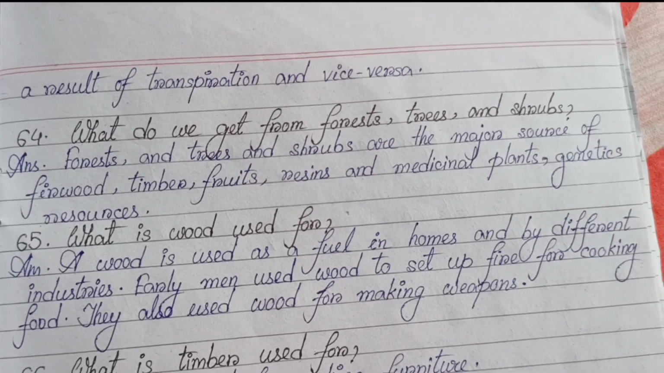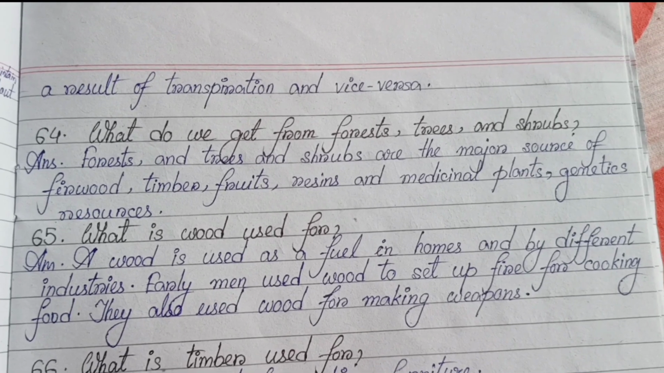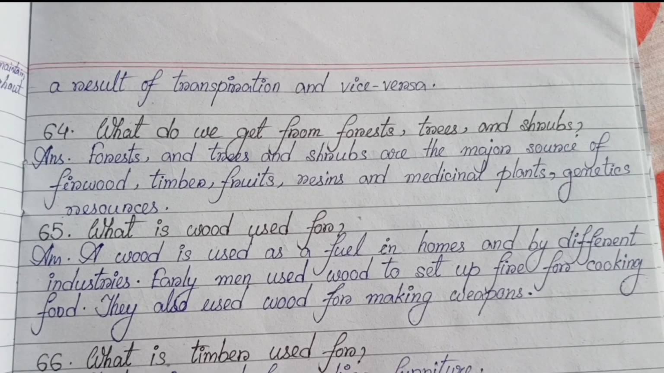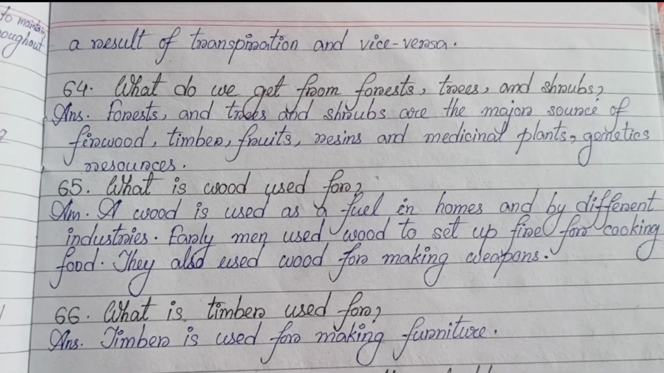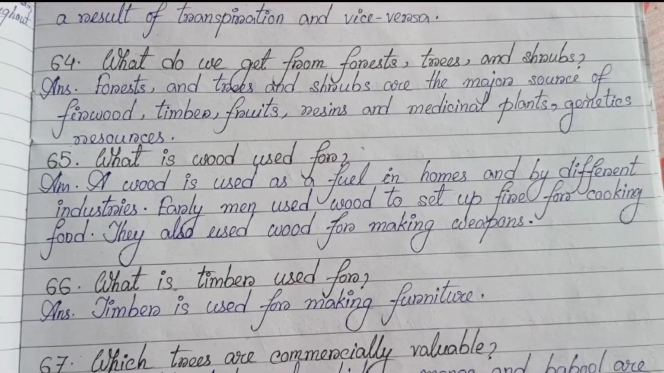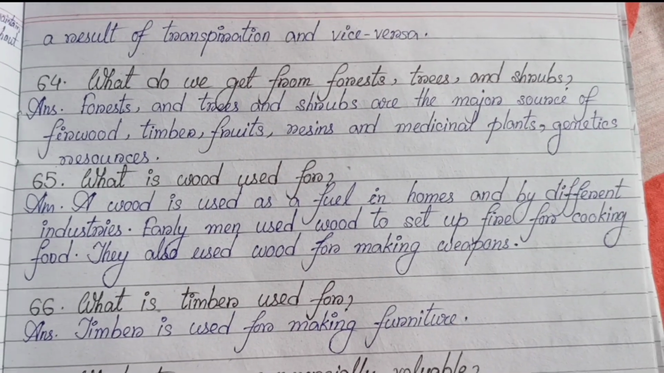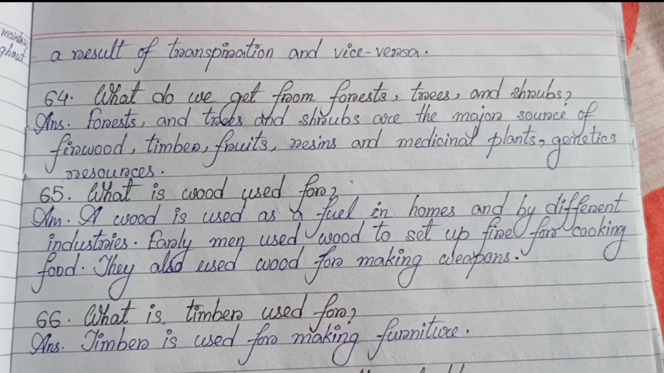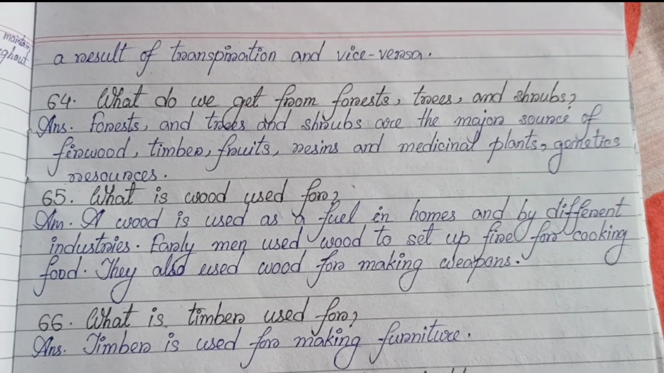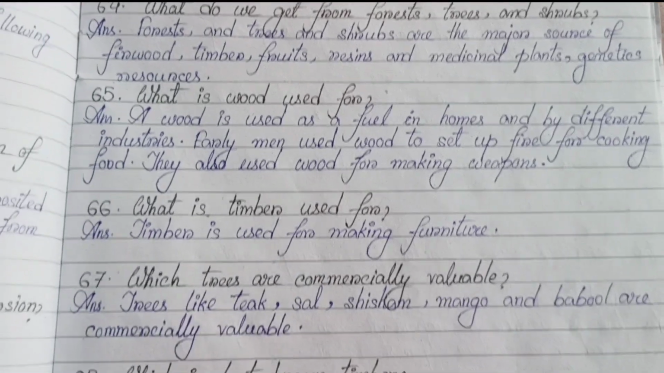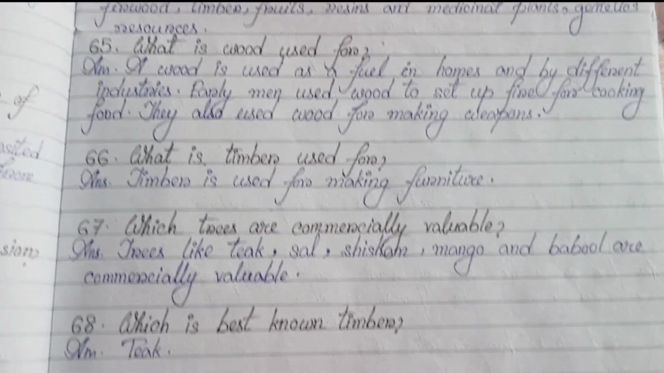64. What do we get from forests, trees and shrubs? Forests, trees and shrubs are the major source of firewood, timber, fruits, resins, medicinal plants, and genetic resources. 65. What is wood used for? Wood is used as a fuel in homes and by different industries. Early men used wood to set up fire for cooking food. They also used wood for making weapons. 66. What is timber used for? Timber is used for making furniture.